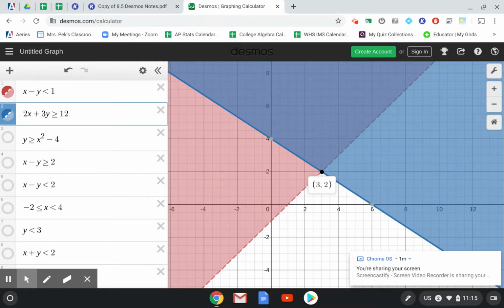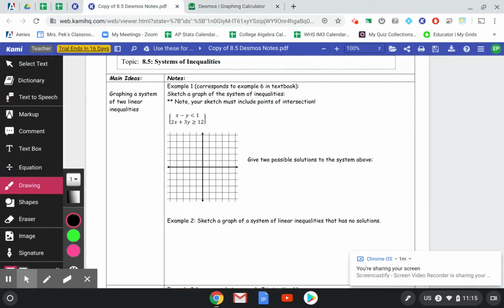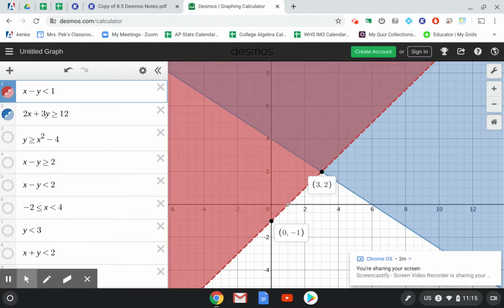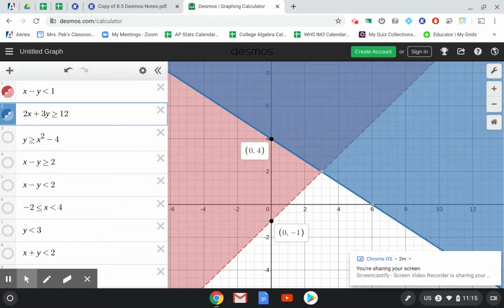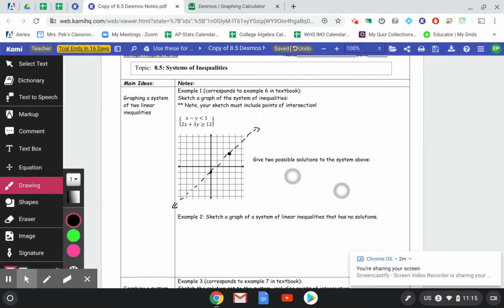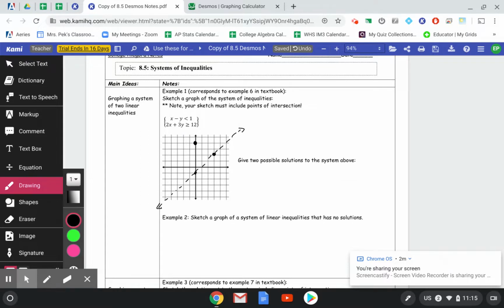So I'm going to draw a quick sketch of that. My intersection was at 3, 2. So 1, 2, 3, 1, 2 is my intersection. I have a dashed line going, and I'm going to get one more point so I can get this to be accurate, at -1. Okay, so I have a dashed line going there. And then I have a solid line that crosses through 4 on the y-axis. It's nice to make sure that you have somewhat of an accurate graph. And then my overlapping shaded region is this part here.